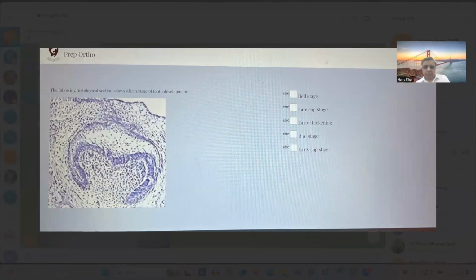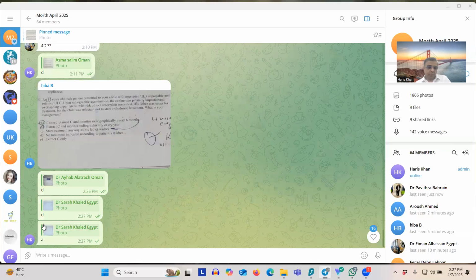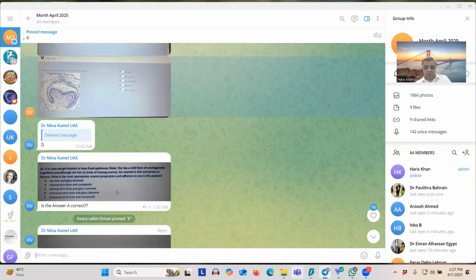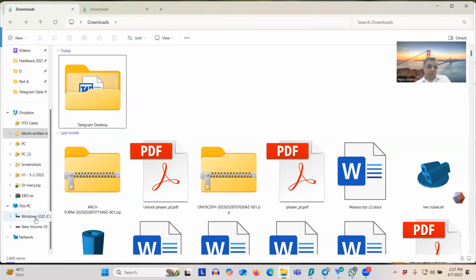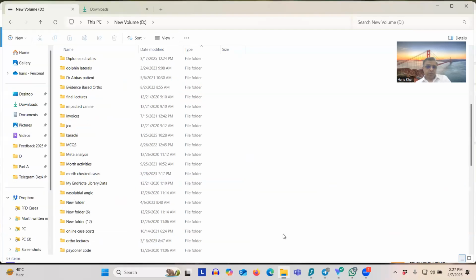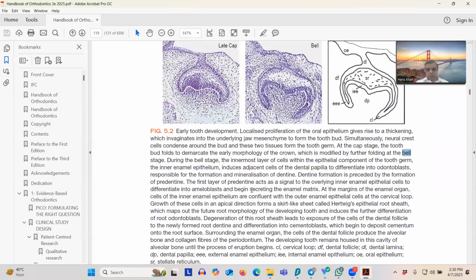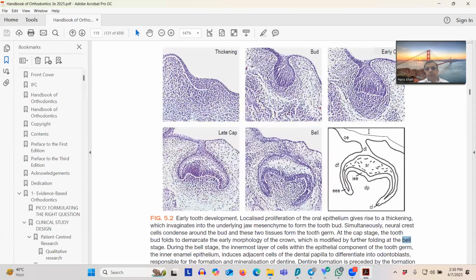So this is not the bud. I think this is a bell stage. I can double check from the handbook, but it seems to be a bell stage. Yeah, so we have this picture here. It's a bell stage.